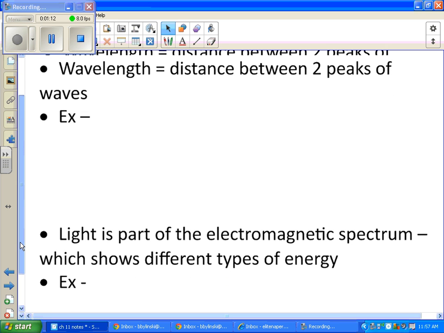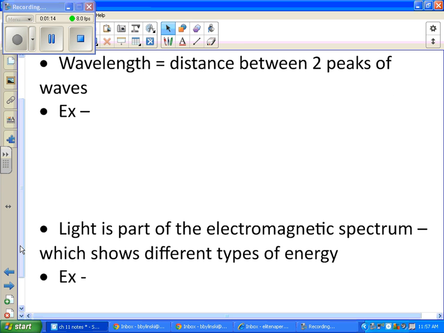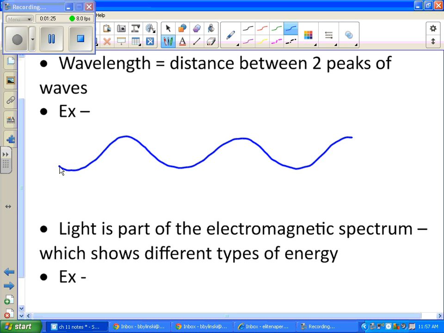Okay, and wavelength is the distance between two peaks of waves. So I'd like to show you what this looks like. Okay, so there you have several waves. And wavelength, if you look at the top or the peak of two waves, and you connect them, that is the distance between two peaks of the wave. So that is called wavelength. It gets the funky Greek letter.